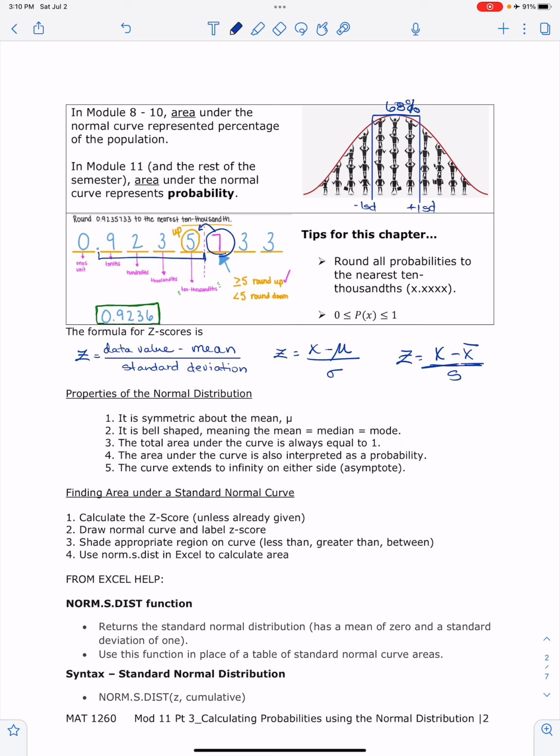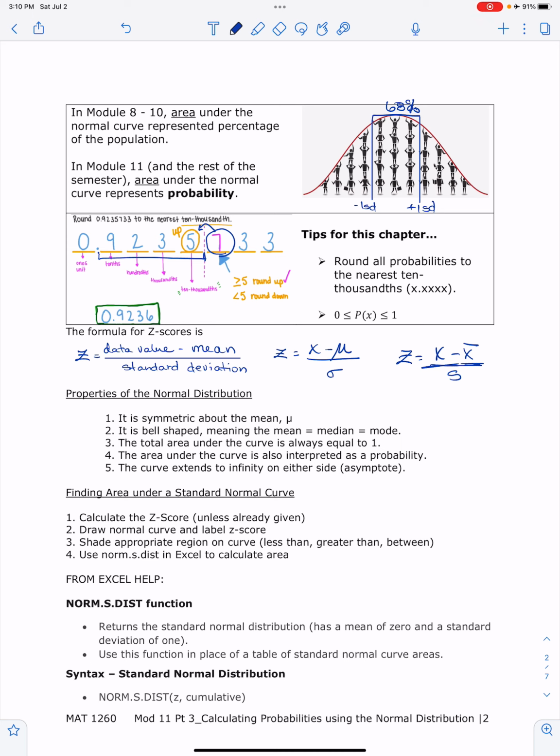So when we want to find the area under a standard normal curve, we're going to start by calculating the z-score, and the next page is going to give us some practice doing that. We're going to draw a normal curve and label that z-score. We are going to shade the correct region, less than, greater than, or between, and then we are going to use norm.s.dist, standardized normal distribution. And for that, we need our z-score.